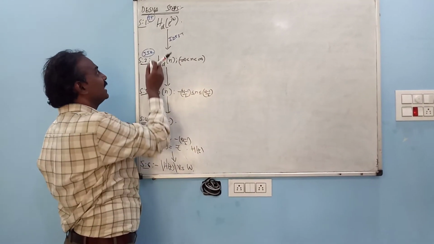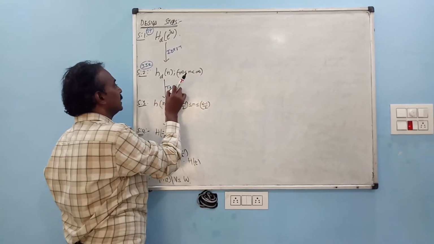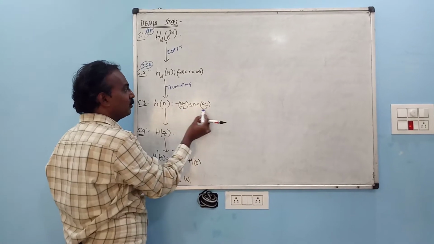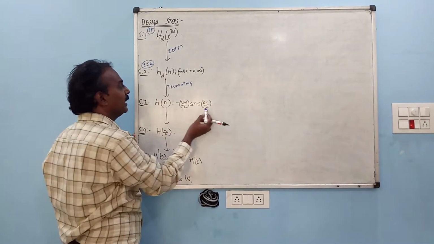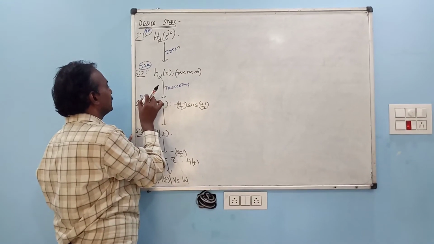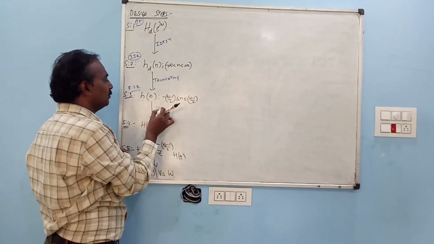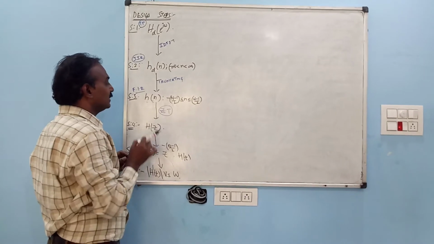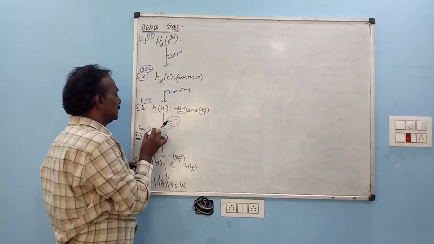Now I am truncating this in the limits minus (N minus 1) by 2 to plus (N minus 1) by 2. So the same impulse response I am considering in a finite range. So this is a finite impulse response. Once I get the finite impulse response, I apply the Z transform, and I get this frequency response.